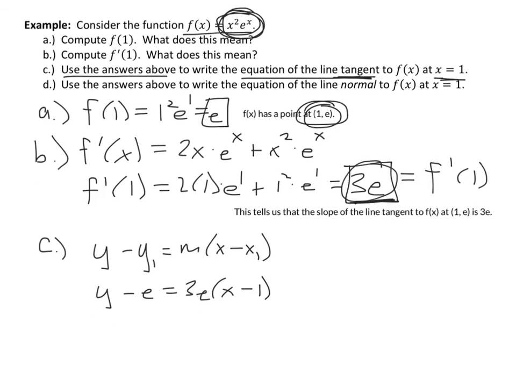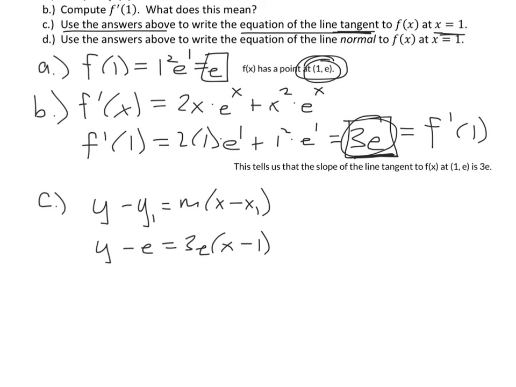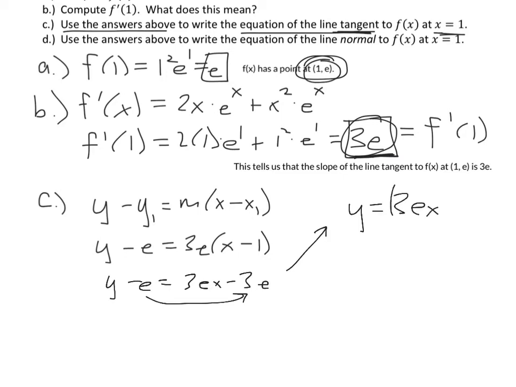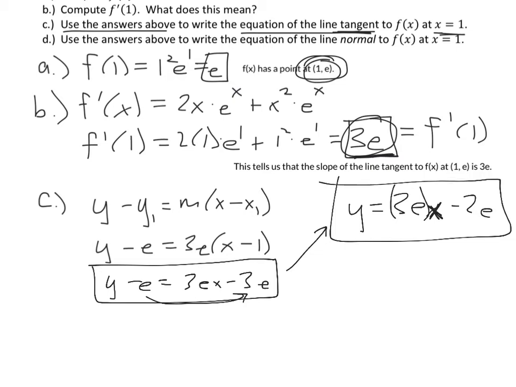And I can actually do a little bit of work to simplify that, right? I could make this y minus e equals 3ex minus 3e, which means, and then I could add this e over and get y equals 3ex. So this is 3e slope times x, and then minus 2e. Either this answer or this answer are both absolutely acceptable.